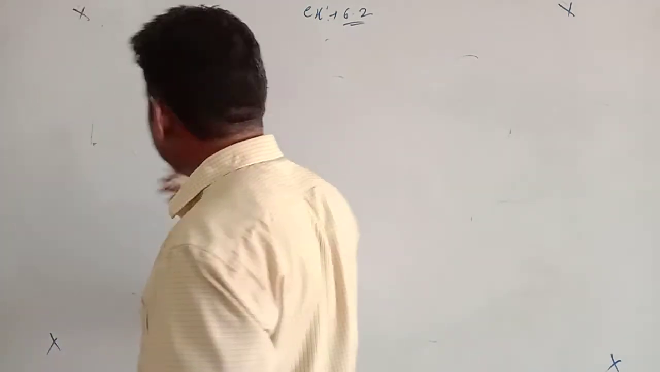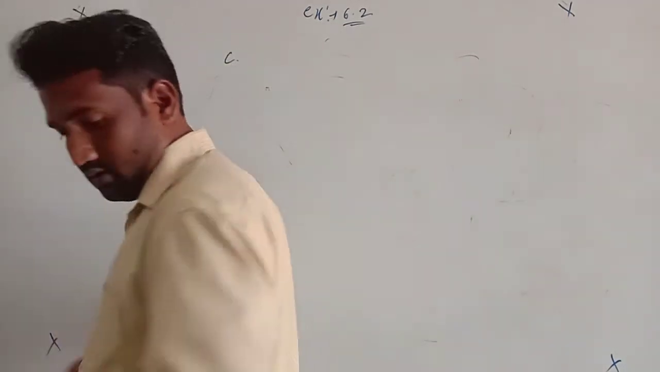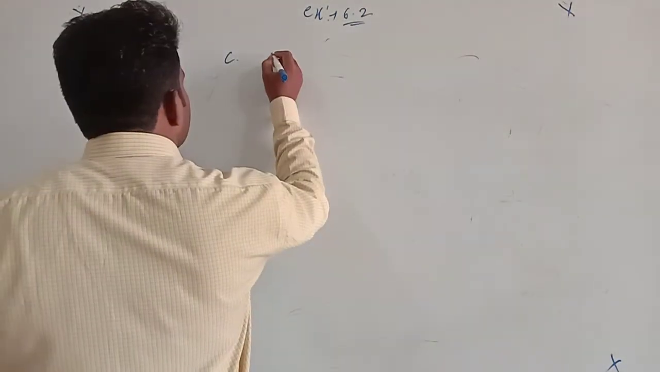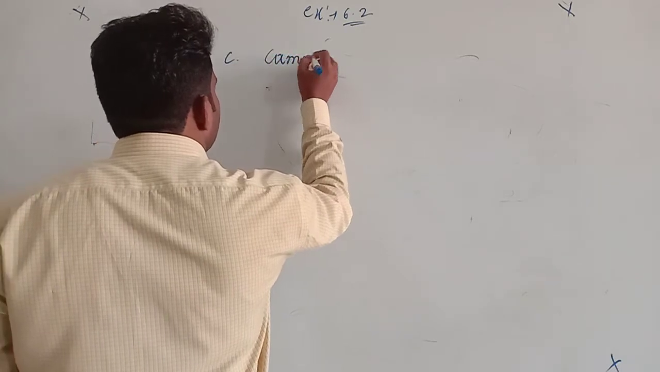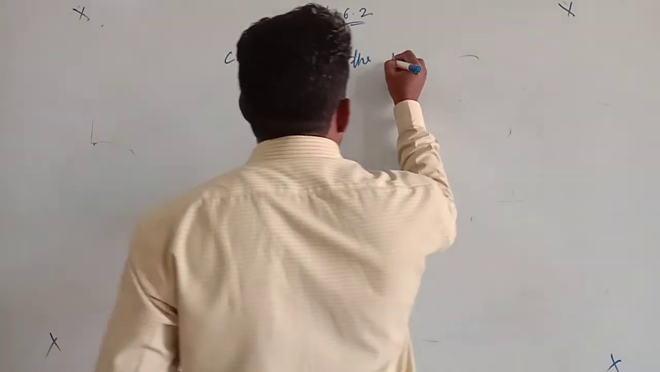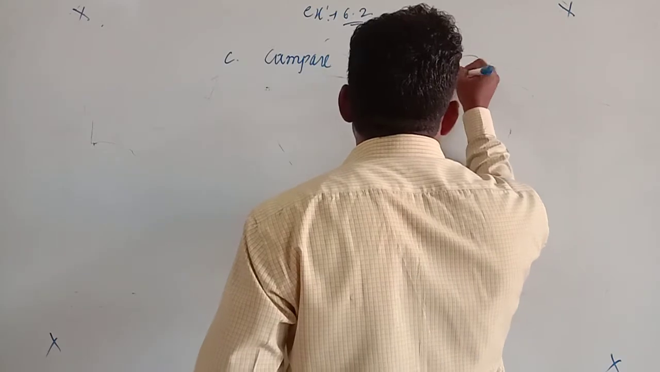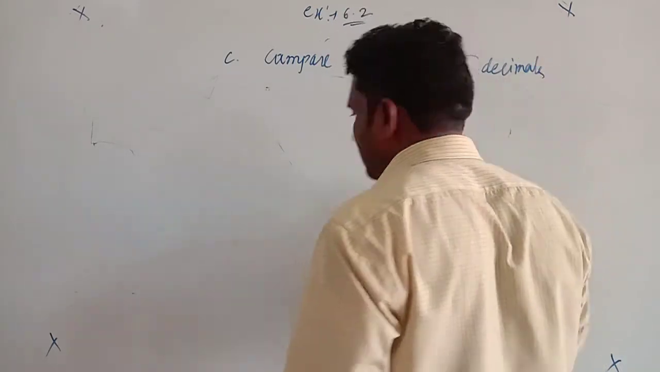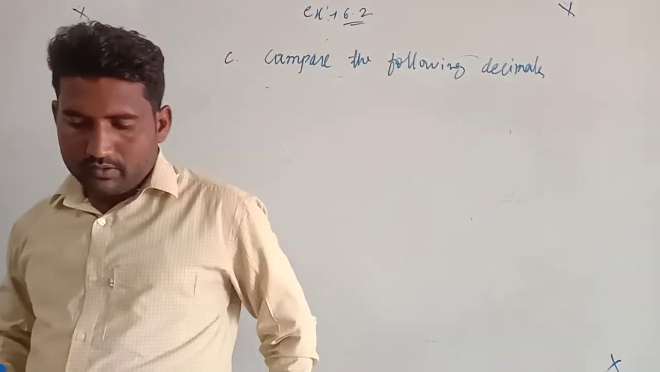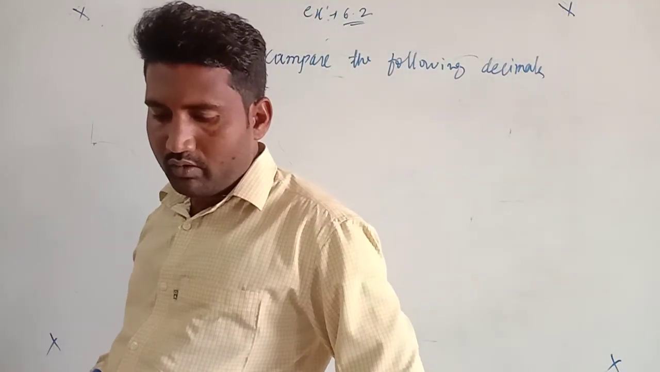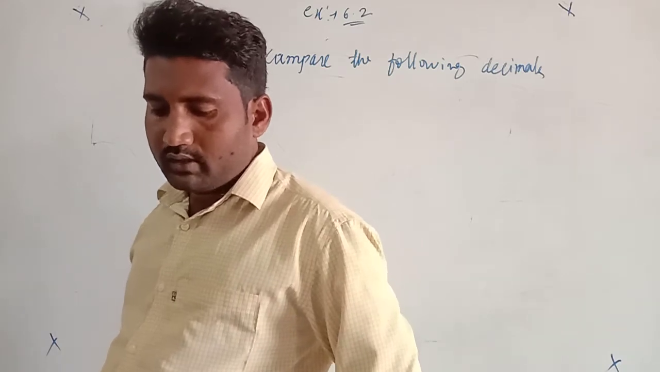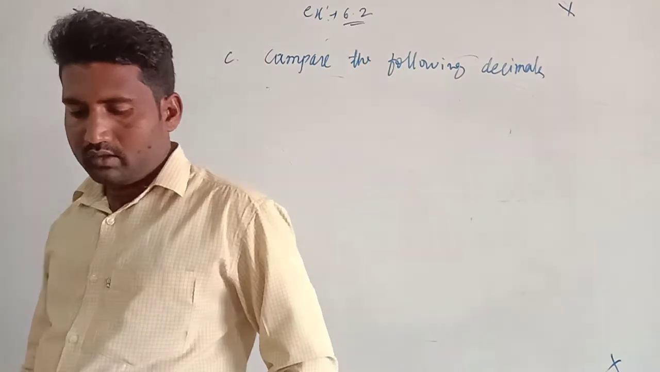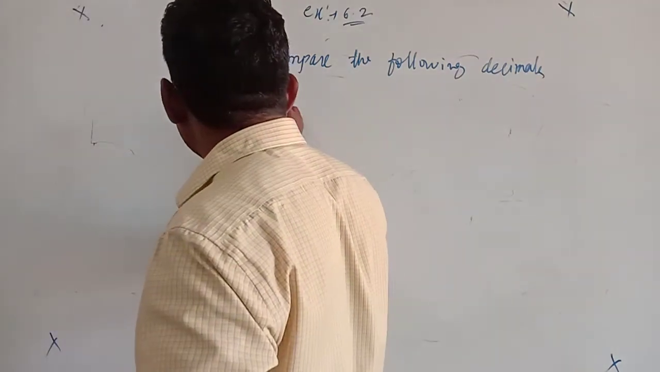Now see me. That is compare the following decimals. So in the first one given, there are two decimals. We have to compare the first decimal and the second decimal. It means which one is smallest and which one is greatest.